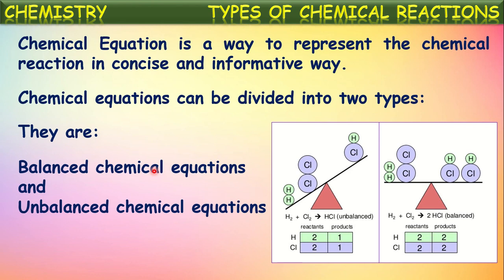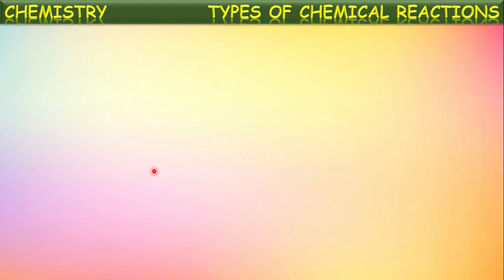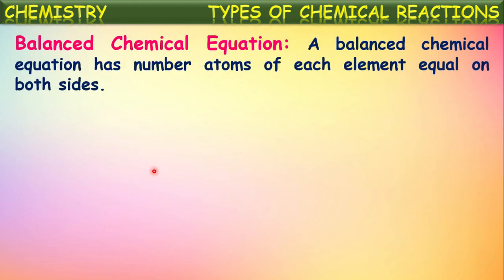Now let us first see balanced chemical equations in detail. A balanced chemical equation has the number of atoms of each element equal on both sides of the chemical equation. So the chemical equation in which the number of atoms of all the elements are equal on both sides is said to be a balanced chemical equation.